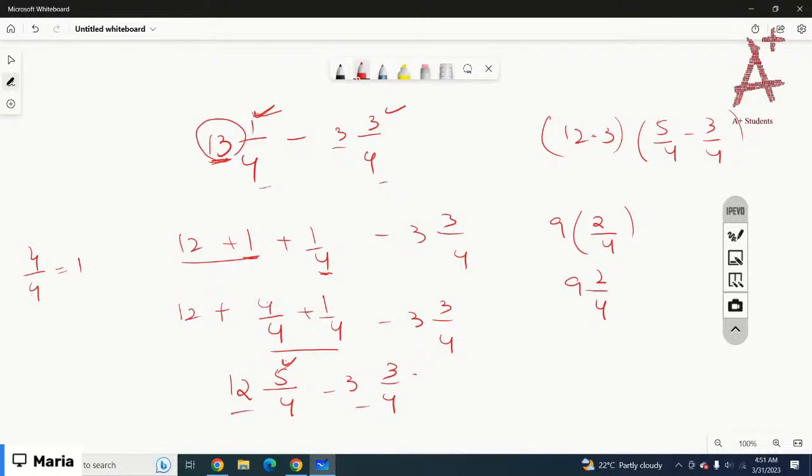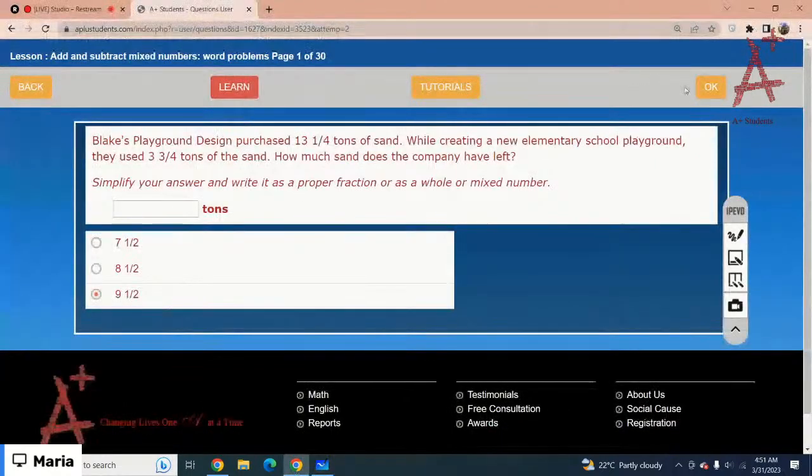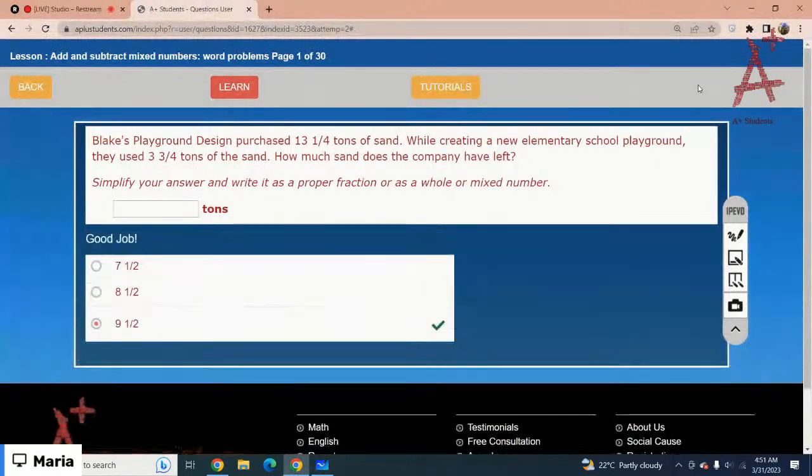You can divide them by a common number 2. It would be 9 whole 1 over 2. Got it? So the correct option is 9 whole 1 over 2. So the correct option is option number 3, 9 whole 1 over 2. Got it?